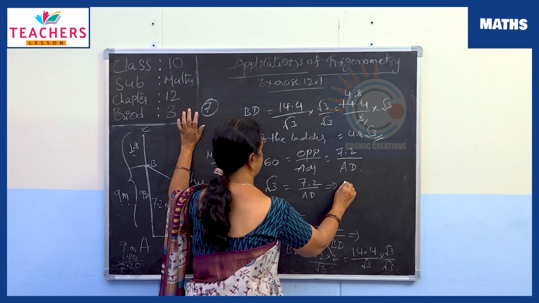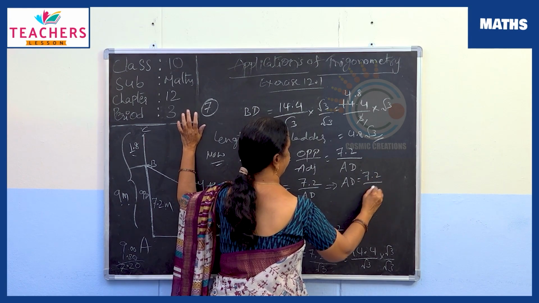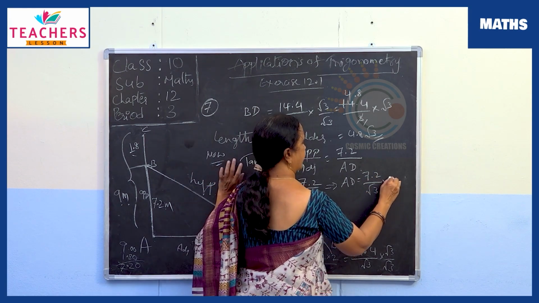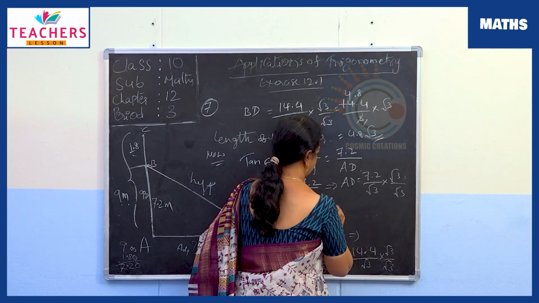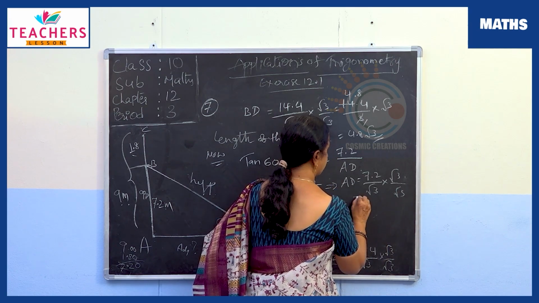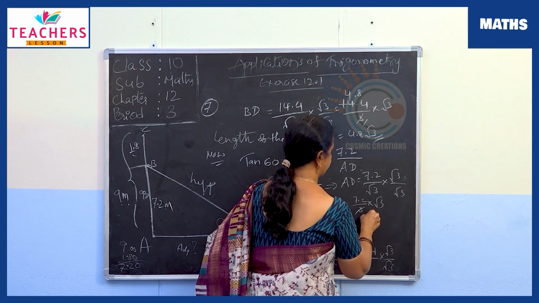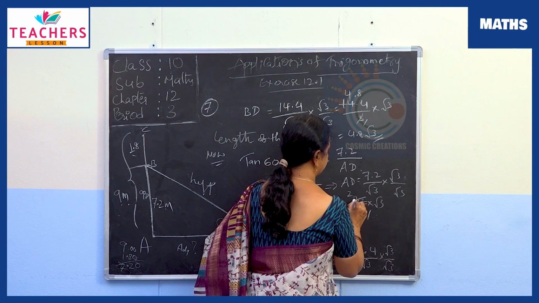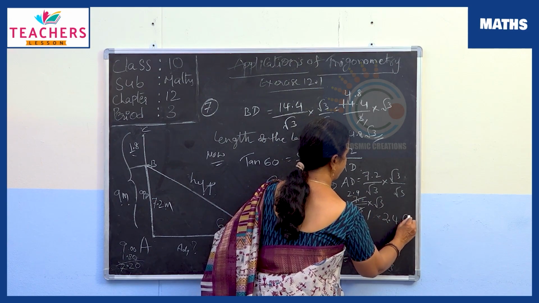AD is equal to 7.2 by root 3, into root 3 by root 3, which is 7.2 by 3 into root 3. This is going to be 2.4 root 3.